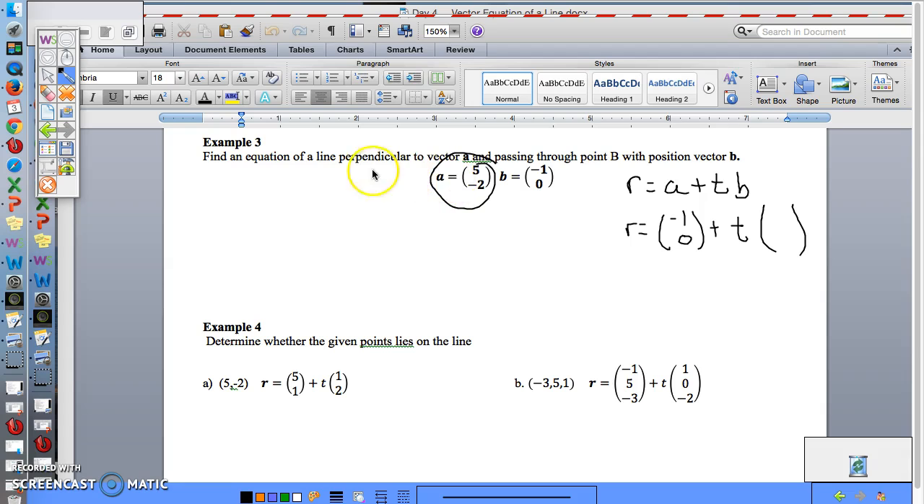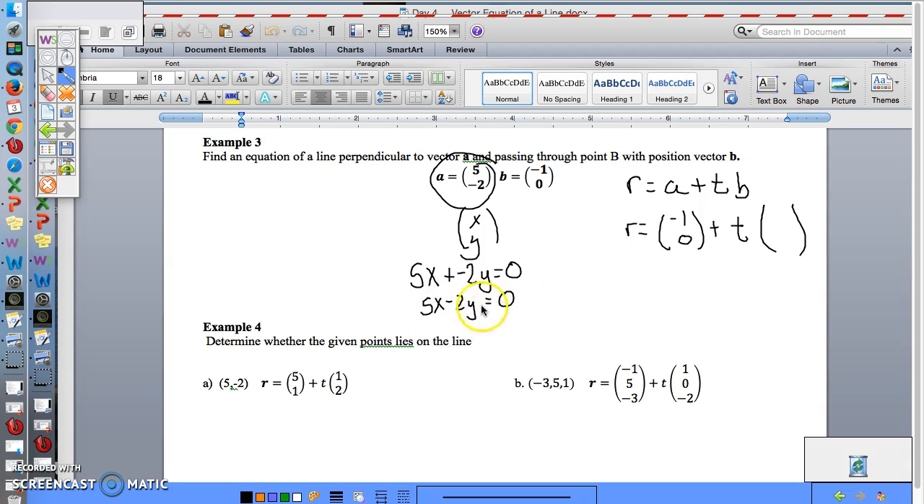Well, it's perpendicular to this, so we don't know what that is. So let's just say it's any x and y. Some xy vector that's perpendicular. So we know the dot product here has to equal 0. So 5 times x plus -2y has to equal 0. So 5x minus 2y equals 0.